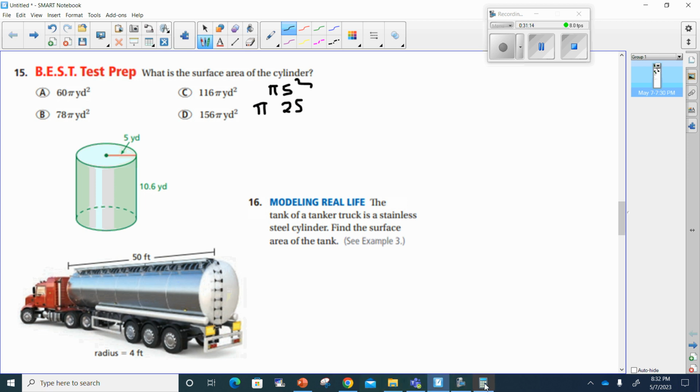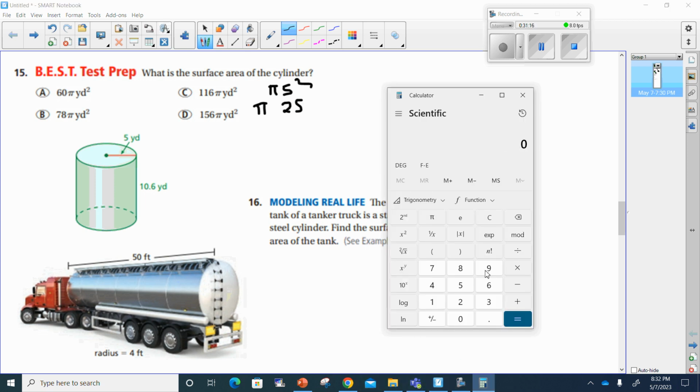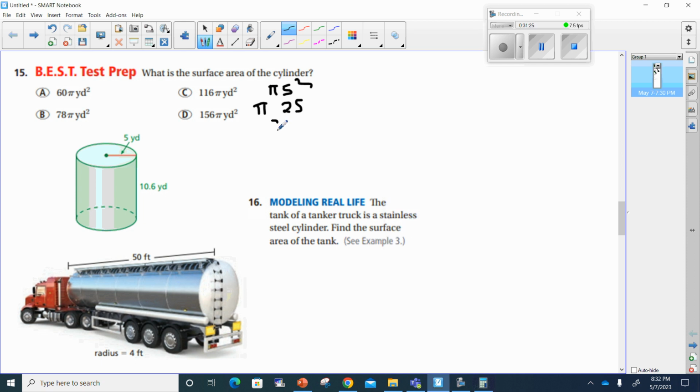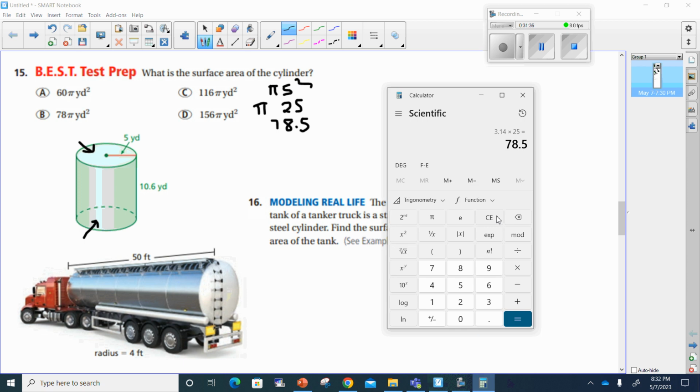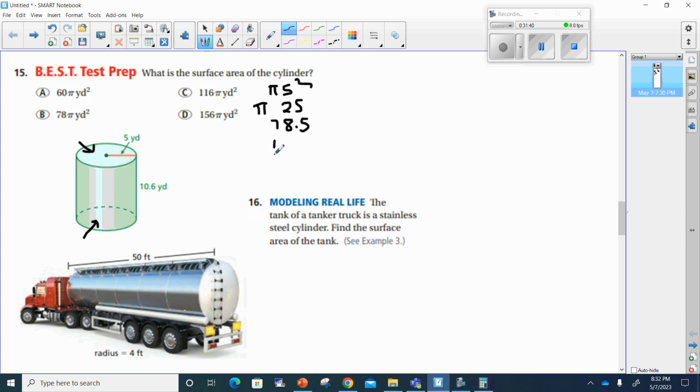I know that 25 times 3.14 is going to give me 78.5. And I multiply this to 2 because remember, if this is 78.5, then the bottom of the circle is also that. So I'm going to multiply my answer times 2. That gives me 157. Now I have to find the area of this rectangle.